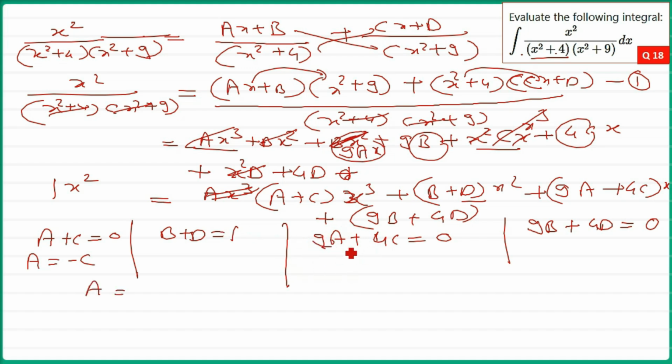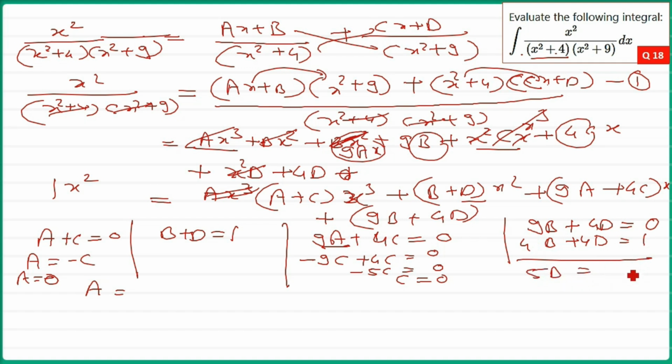If you place a equals negative c in the third equation, we have minus 9c plus 4c equals 0, so c will be equal to 0. A equals 0, that's why c equals 0. Now we will solve b plus d equals 1 along with 9b plus 4d equals 0. So multiply the equation b plus d equals 1 with 4, so it will be 4b plus 4d equals 4. And then we subtract. 4d minus 4d will get cancelled. 9b minus 4b will be 5b. On the right, it will be 0 minus 4, so this will be negative 4. So b becomes equal to negative 4 by 5.